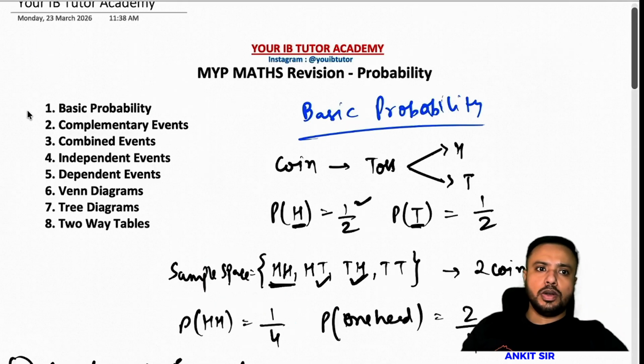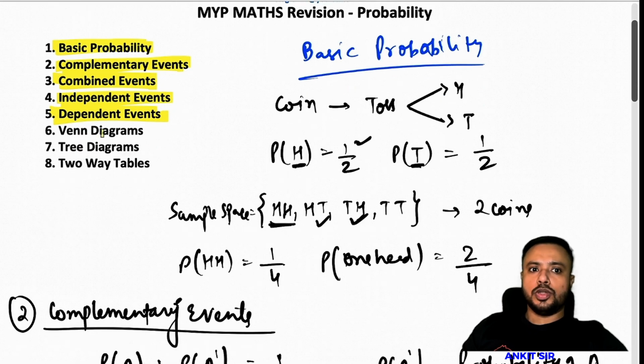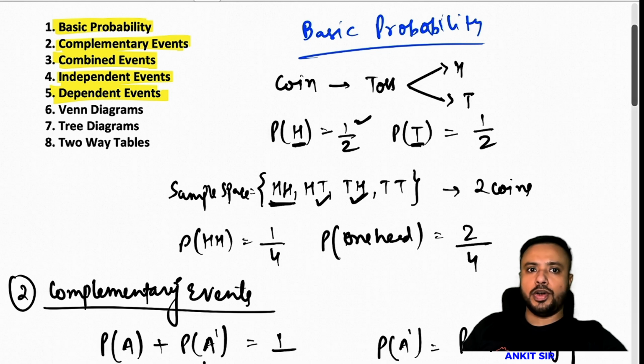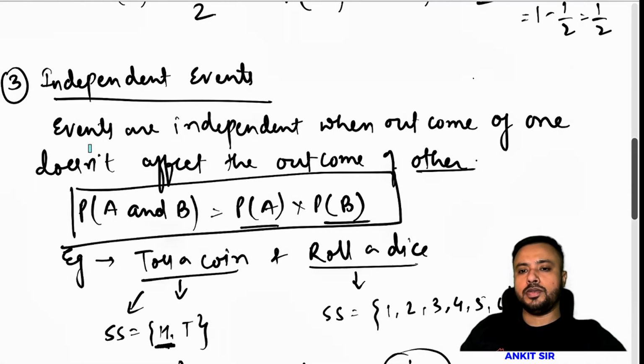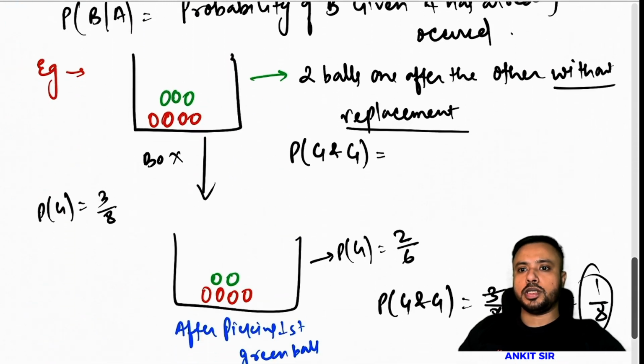So guys, in this particular video, we are done with basic probability, complementary events, combined events, independent events, and dependent events. So we are done with the first 5 topics. In the next part of this probability video, I'm going to cover the Venn diagram, tree diagram, and two-way tables. So until then, guys, please watch this video properly and try to apply the concepts which we have discussed.